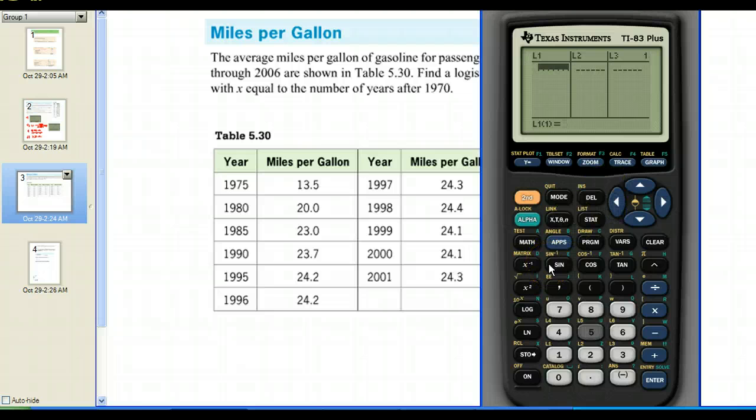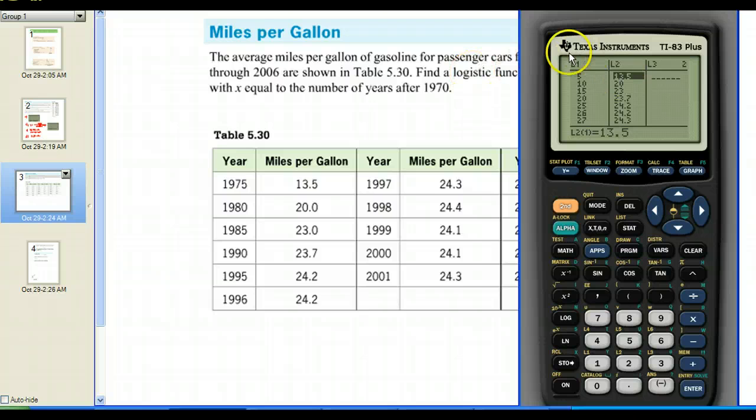So 5, 10, 15. Alright, I got my data in there now. So list 1 again is the year after 1970. Alright, list 2 is the average miles per gallon for passenger cars that year.